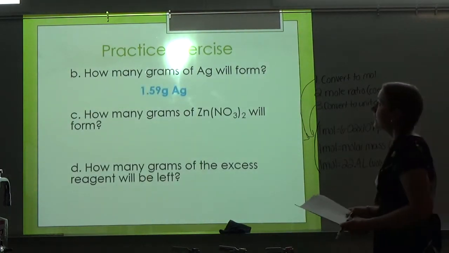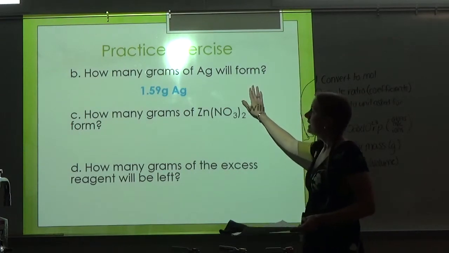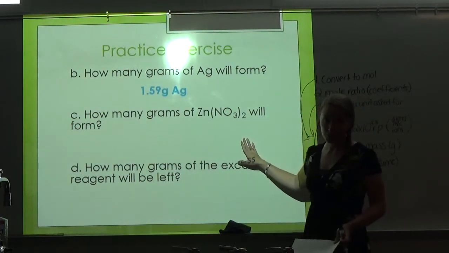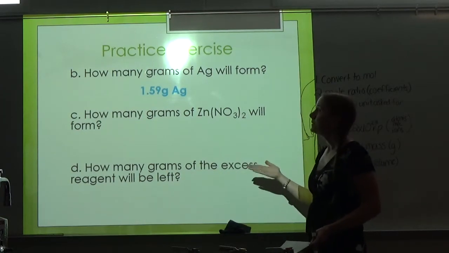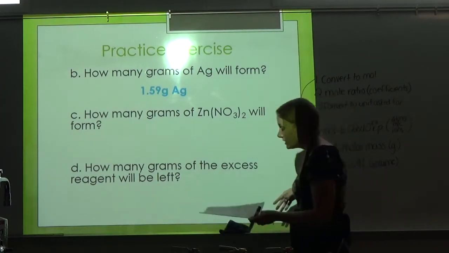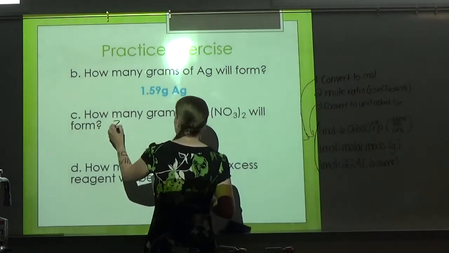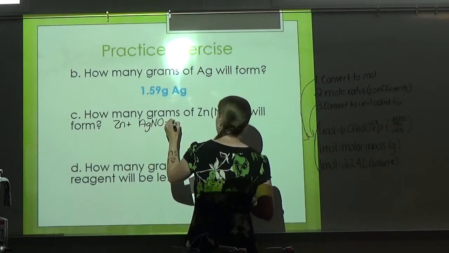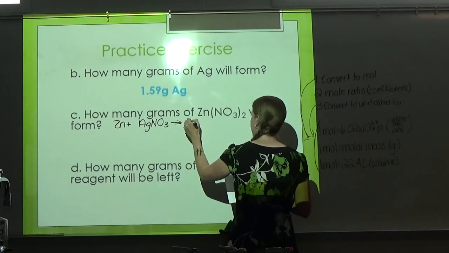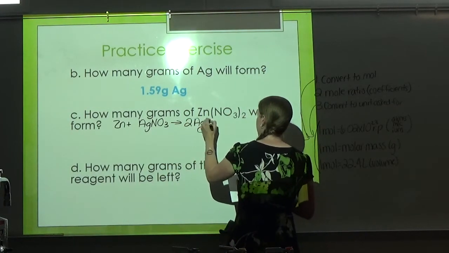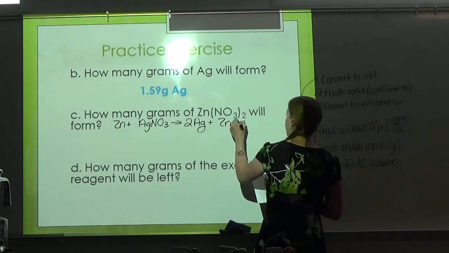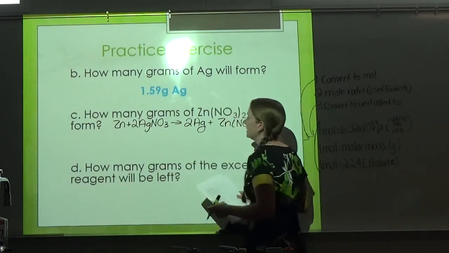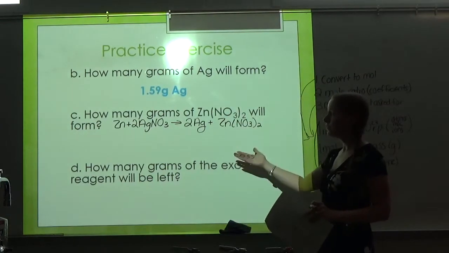Alright, so we decided that was how many grams of silver would form. Then it says how many grams of zinc nitrate would form. So now it's asking me about my other product. So just so that we have it, let me rewrite our reaction up here. Alright, so here's our reaction, just so that we have our coefficients.